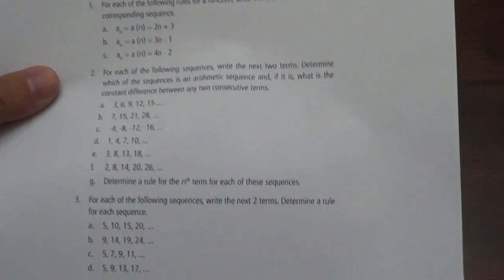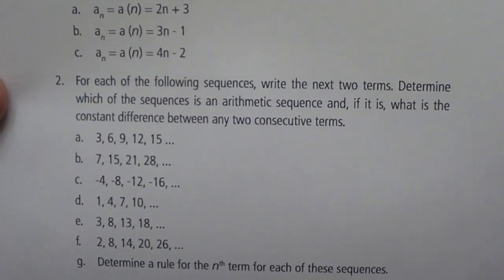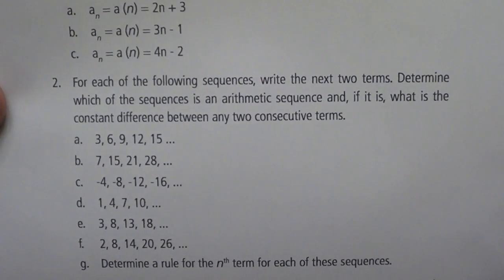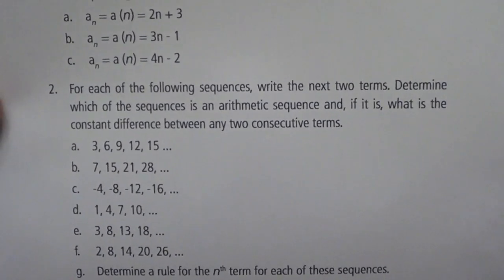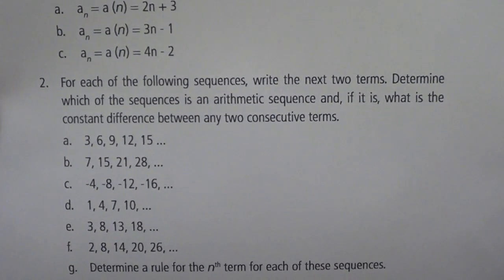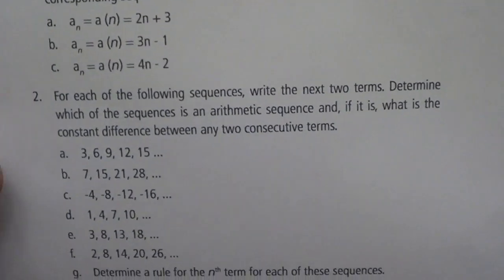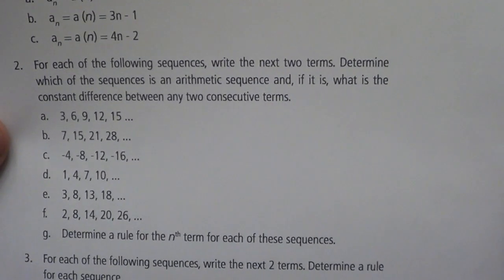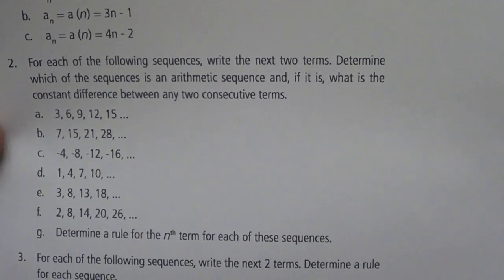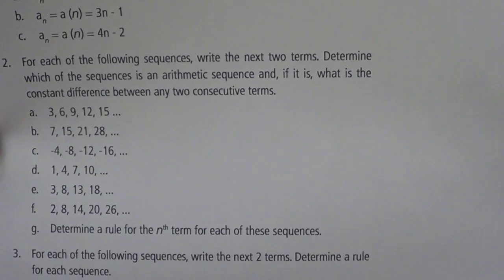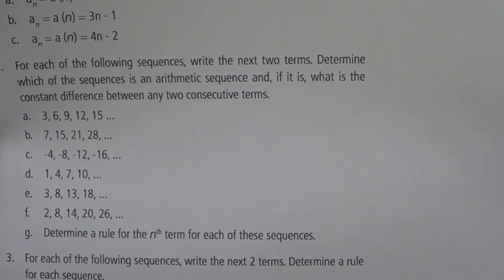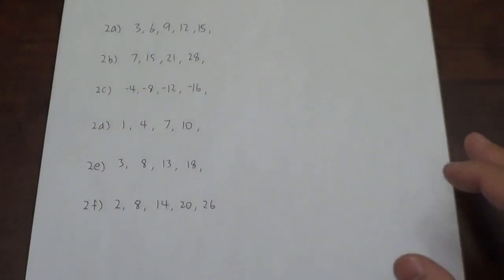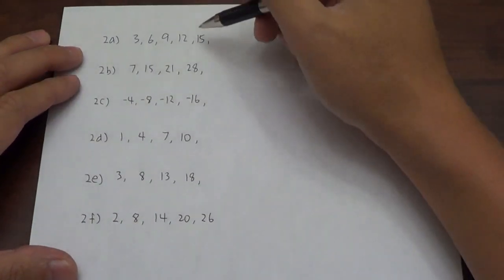Okay, number 2, for each of the following sequences, write the next two terms and determine which of the sequences is an arithmetic sequence and what is the constant difference between the two. First, if it has a constant difference, or in other words, constant change of rate, then it is automatically an arithmetic sequence. So really we just need to find out which ones are not. I have the questions already written out over here.